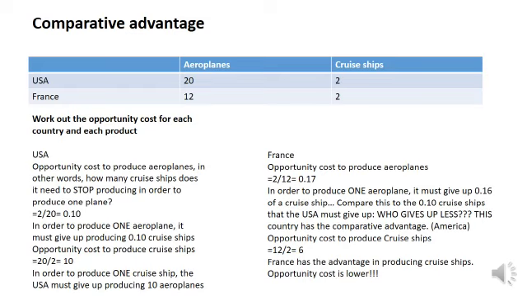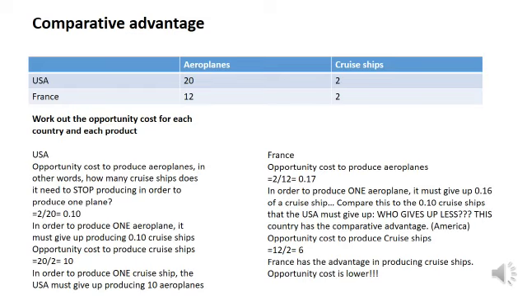So if we look at the USA, we need to figure out what is the opportunity cost to produce one airplane. So how many cruise ships does it have to give up in order to produce one plane? In order to do that, we say 2 cruise ships divided by 20 airplanes means 0.1 cruise ship. In order to produce one airplane, the USA must give up a tenth of a cruise ship.